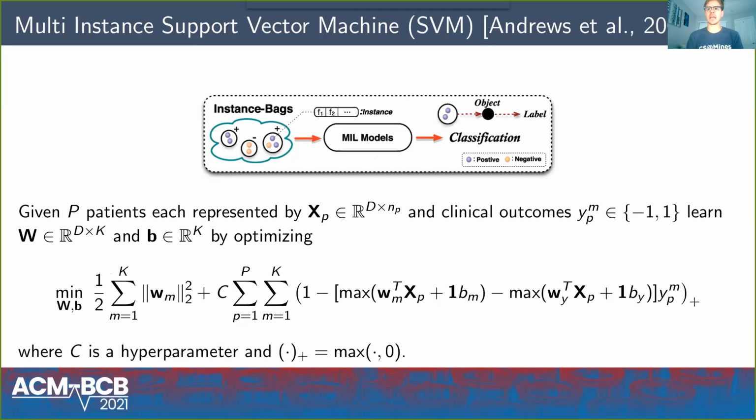In order to handle the inconsistent number of records problem, we formulate our classification as a multi-instance learning problem. So given P patients, each represented by a matrix that holds n_P instances and associated clinical outcomes from our training data set, we're interested in learning K hyperplanes and K intercepts by optimizing the multi-instance support vector machine proposed by Andrews et al., where C is a hyperparameter and our classification loss is represented by the hinge loss function.